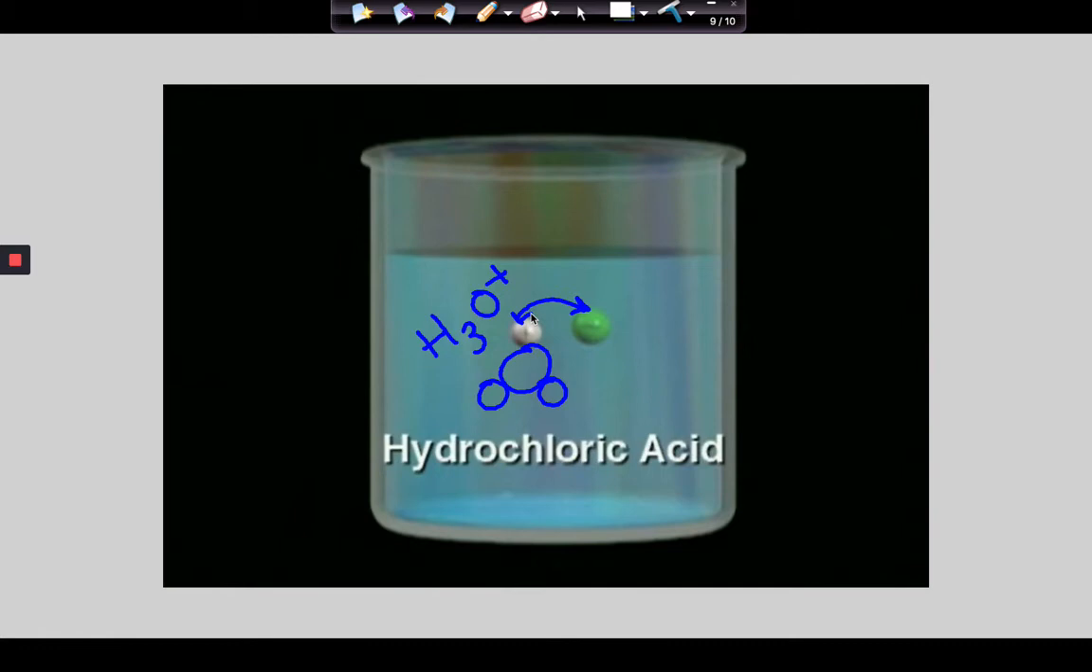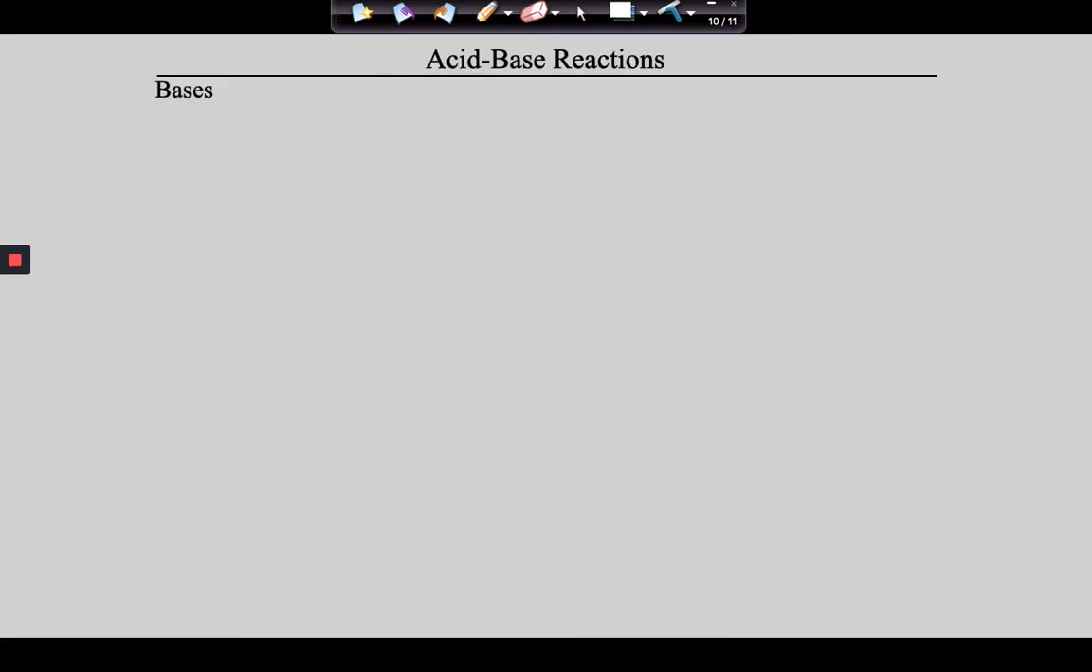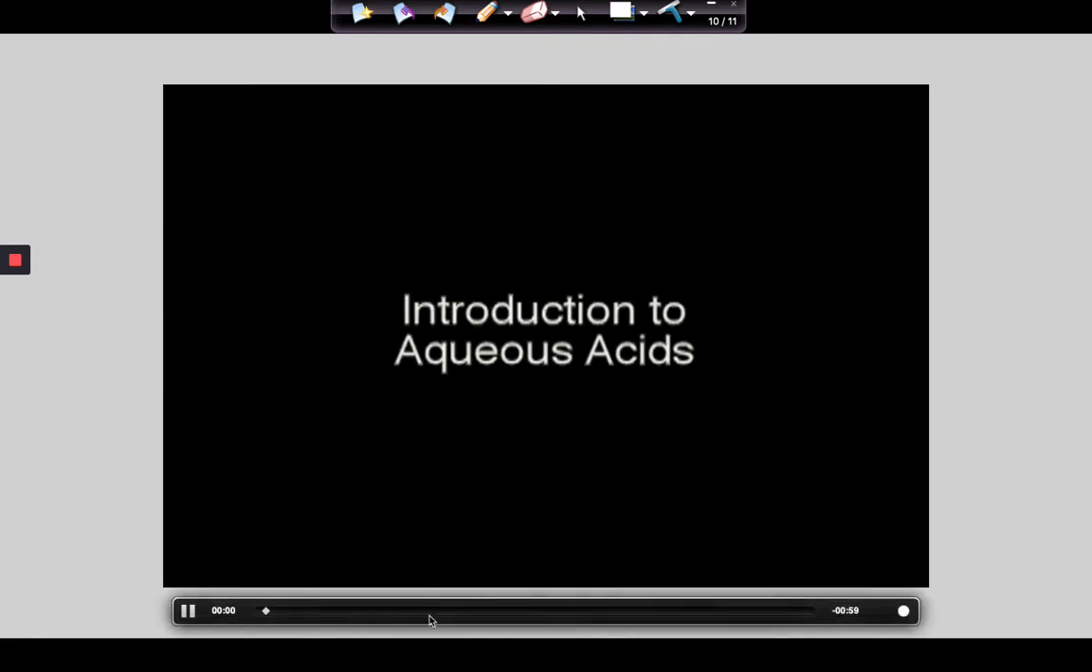Okay. So guys, moving along then, let's now look at nitric acid. How do I do this? Not like that. So guys, moving along and looking at nitric acid then.